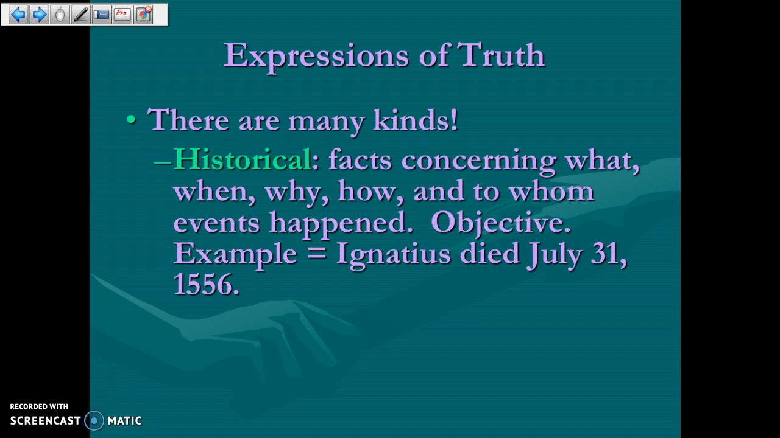The first type of truth is historical, and these are facts concerning what, when, why, how, and to whom events happened. This is an objective type of truth, which we'll discuss in a moment. An example of this is the fact that Ignatius died on July 31st, 1556. This is a historical fact that we are able to look up and to verify.